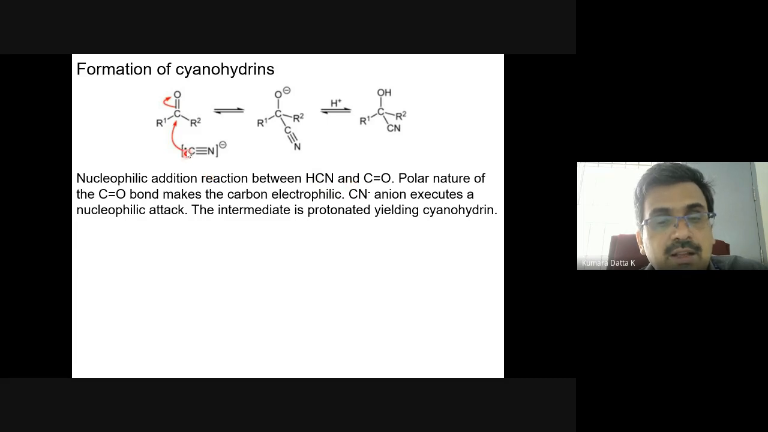So now we are getting one electron of hydrogen also more towards the cyano group, and the ketones, because of the polar nature of C double bond O, you make the carbon electrophilic, and then the cyano group makes a nucleophilic attack. Once you get a positive carbon here, an electrophilic carbon, it goes and binds here. Okay. So this intermediate, whatever you are getting, you can work up to form cyanohydrin.